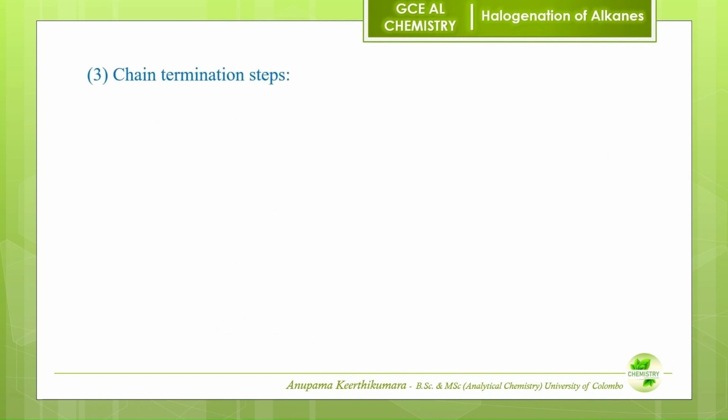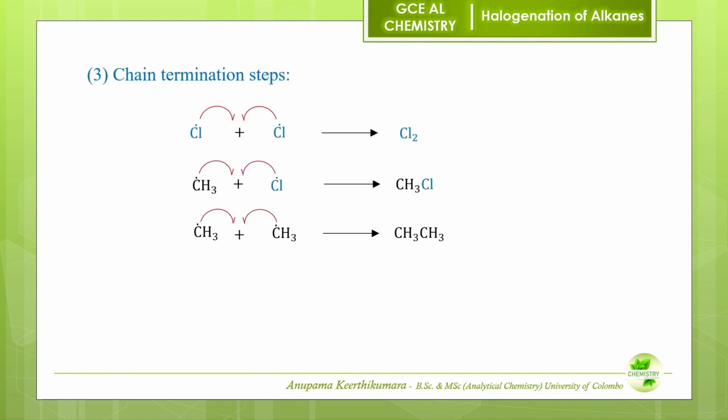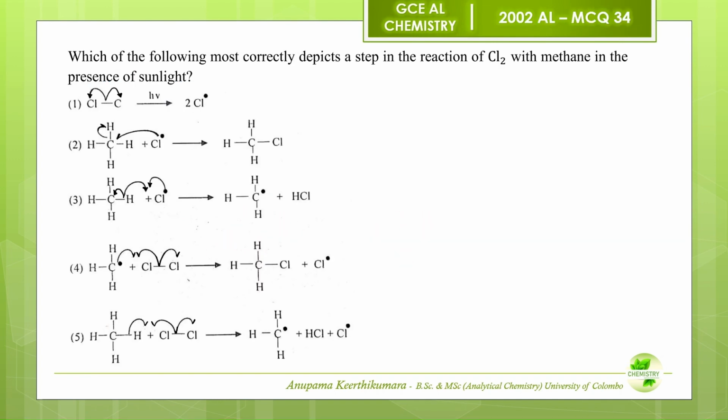The final step is chain termination. During chain termination, these free radicals react together and are converted to the products. These are some of the possible reactions of chain termination. Two chlorine free radicals react together to form a chlorine molecule. A methyl free radical can react with a chlorine free radical and produce CH3Cl. Then two methyl free radicals together can form an ethane molecule. Now we will go through the answers.